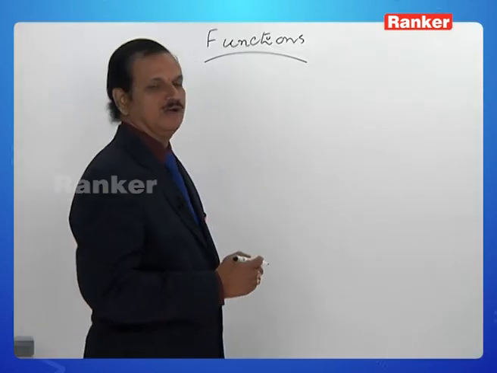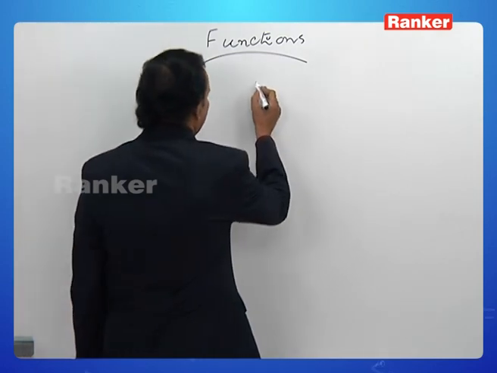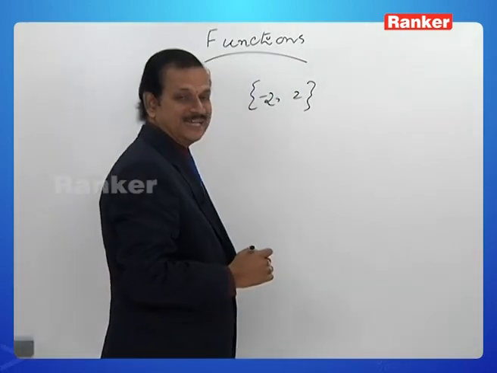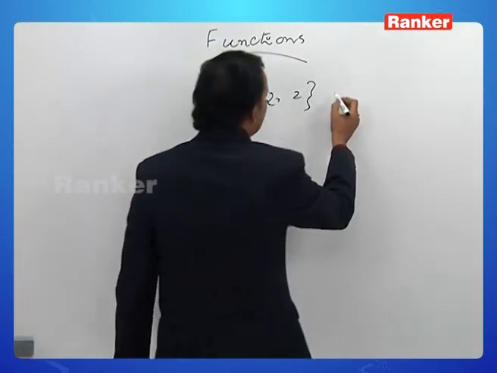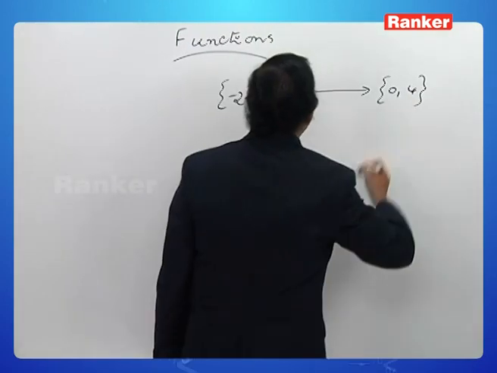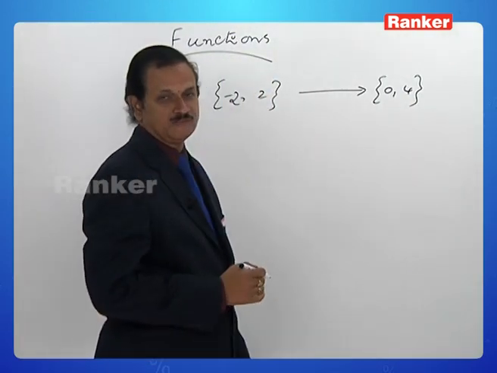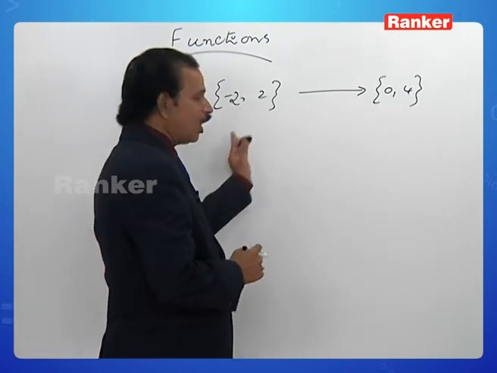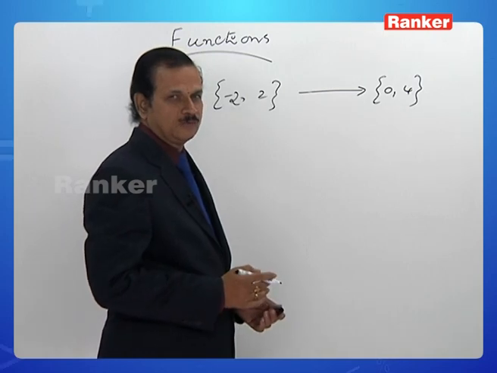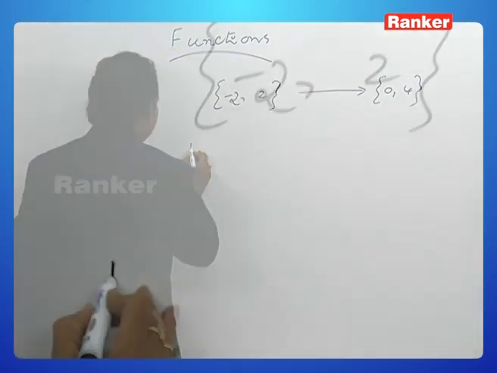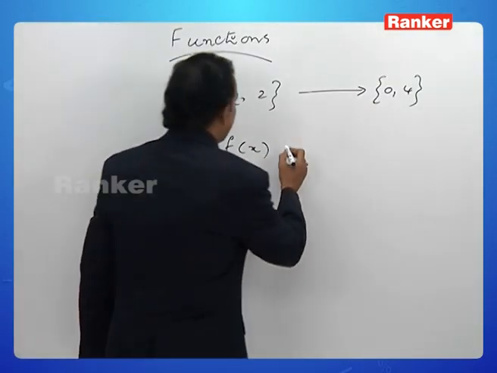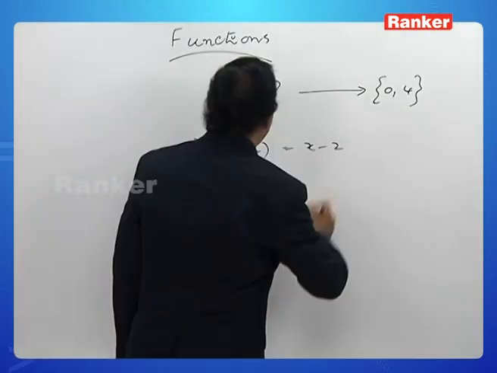Let us first of all observe the domain. From the set containing minus 2 and 2 to the set containing 0 and 4. Moreover, we need to have the function that maps this set onto that set. Therefore, codomain must be equal to range. Let us observe. The first option is f of x is equal to x minus 2. Is it the suitable option or not?